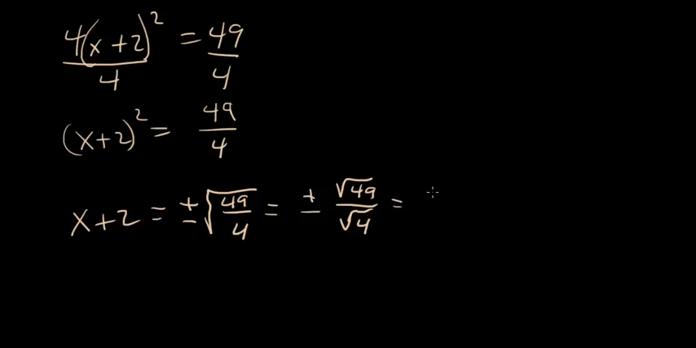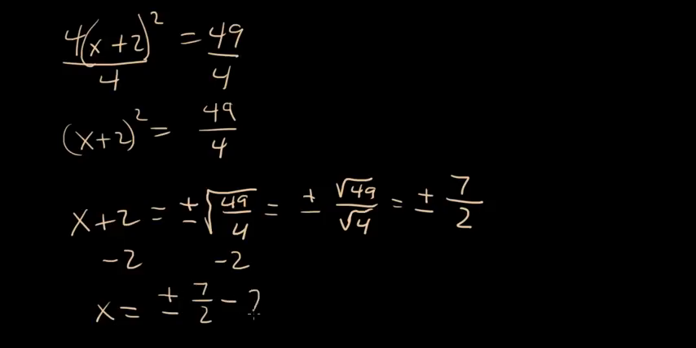And the square root of 49 is 7. So I have 7 over square root of 4, which is 2. And so if I add or subtract 2 from both sides here, I have x equals plus or minus 7 halves minus 2. And that equals plus or minus 7 halves minus, now 2 is equal to 4 halves, isn't it?